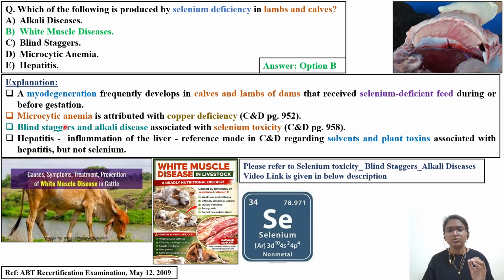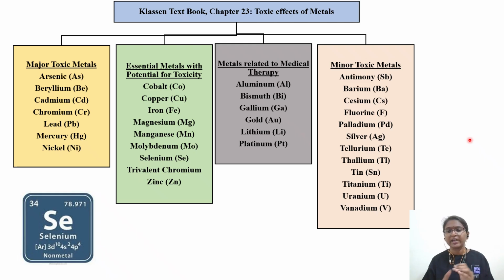Now we'll go a little bit in detail, with one or two slides, to understand what white muscle disease is. Because much of the information about selenium toxicity is not given in the Klaassen textbook either, but it is listed under chapter 23, toxic effects of metals, in the Klaassen textbook, which is a part of the DABT syllabus. Selenium falls under essential metals with potential for toxicity. Selenium is very useful, but at the same time either deficiency or excess of selenium will cause some kind of toxicity. That's why it falls under essential metals with potential for toxicity.